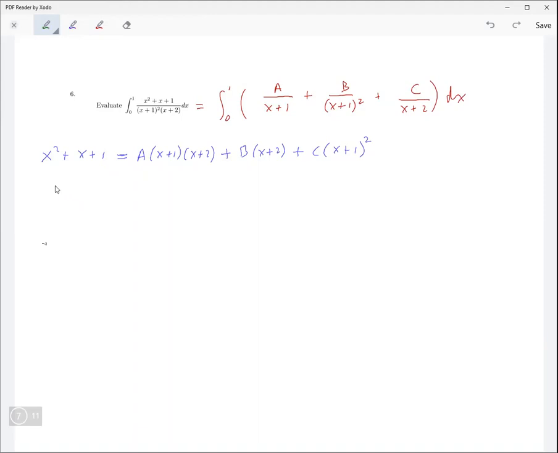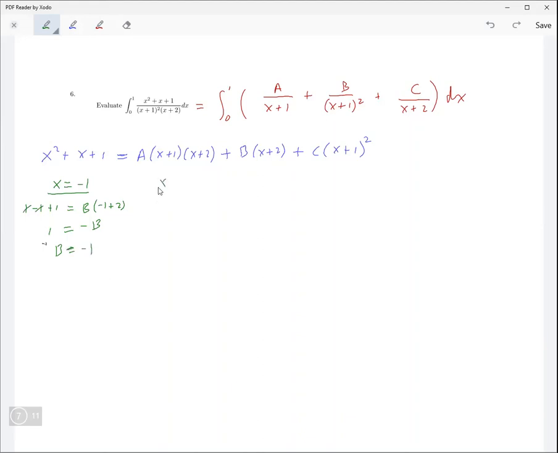Now, when you start choosing values, first of all, you're going to choose x. If you choose x equals -1 or -2, then in both cases this guy goes away, but let's just go ahead and choose those. If you choose -1, the left-hand side will be 1 minus 1 plus 1, and the right-hand side, that and that go away, so it's just going to be b times (-1 plus 2). So that's b equals, so b is -1. Yay.